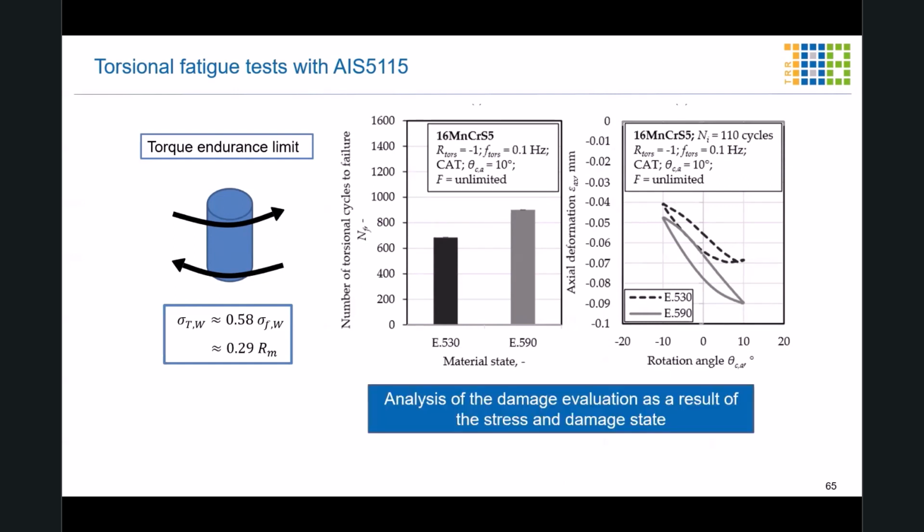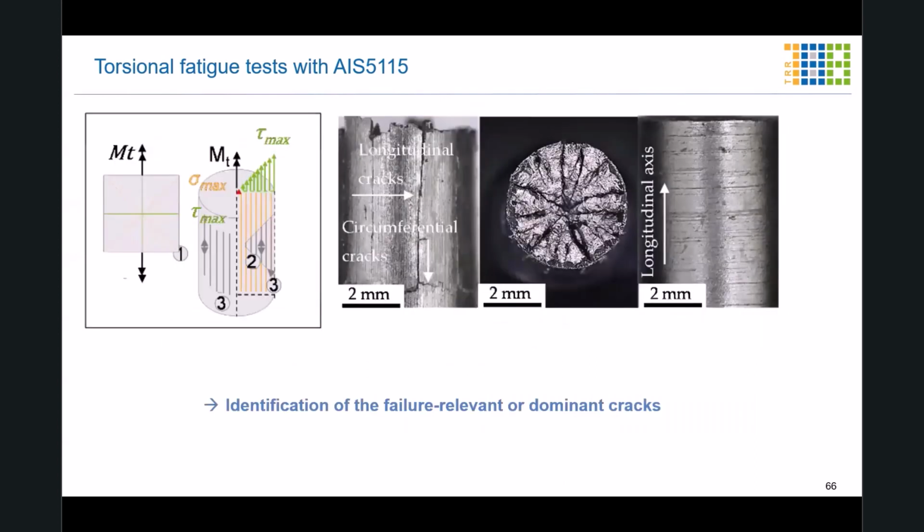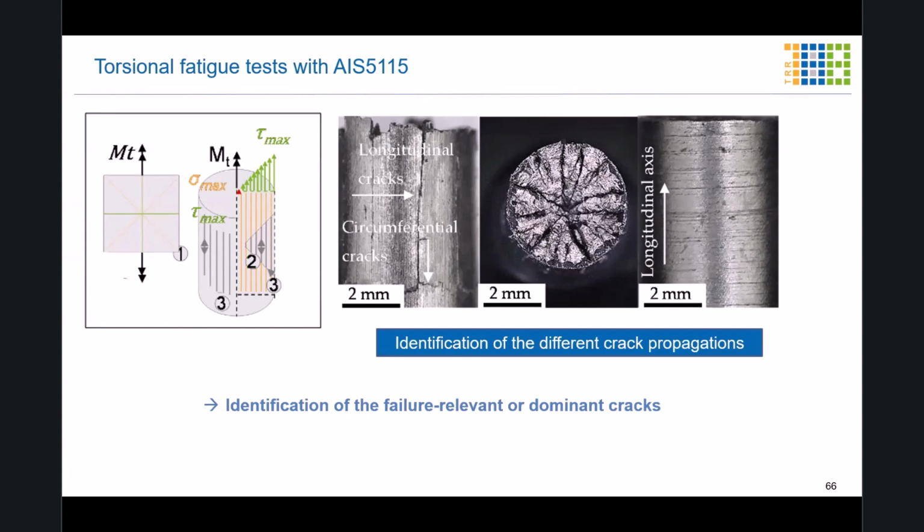So it was possible to analyze the damage evaluation as a result of the stress and damage states for uniaxial fatigue tests as well as torsional fatigue tests. And to understand which mechanisms are relevant regarding the crack initiation and crack propagation, we also did some fractographic investigations where you can see many longitudinal cracks on the surface of the specimen. Also, we have some radial ingrowing cracks regarding the fracture area of the specimen. So we can identify the failure-relevant and dominant cracks regarding torsional fatigue testing, and also identify the different crack propagations.